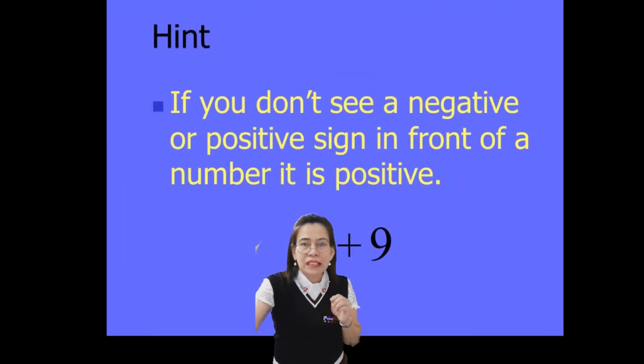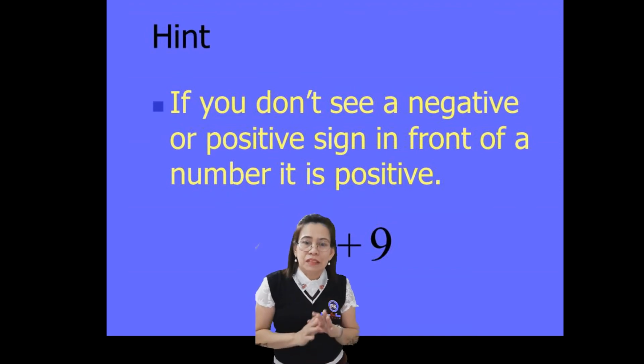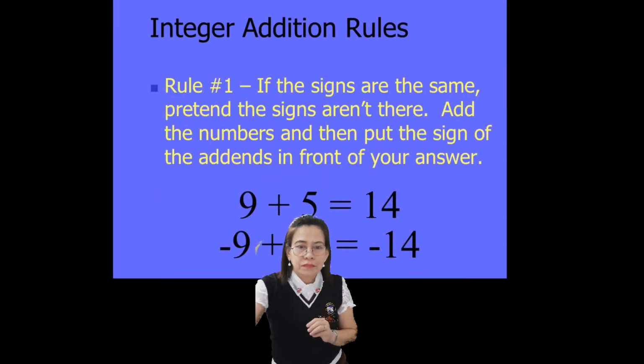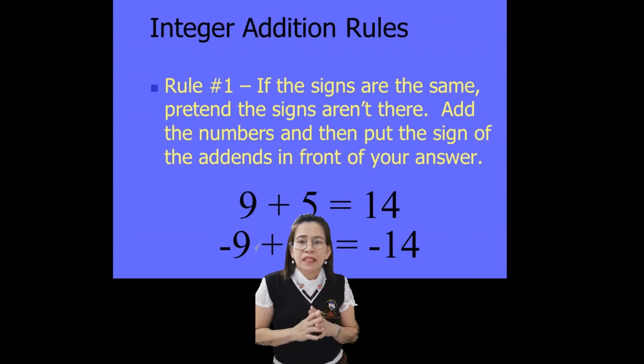Okay, now this is a hint. If you don't see a negative or positive sign in front of a number, it is positive. Okay? And then, how to add integers? Rule number 1. If the signs are the same, pretend the signs aren't there. Add the numbers and then put the sign of the addends in front of your answer.